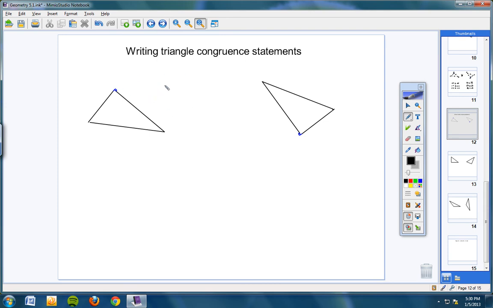Okay, we are writing triangle congruence statements. I cannot express to you how important this is. I hope you'll pay attention and take some really good notes. This is so mega important, so please listen very well. Okay, here we go. Please copy these triangles in your notes, and let's roll.